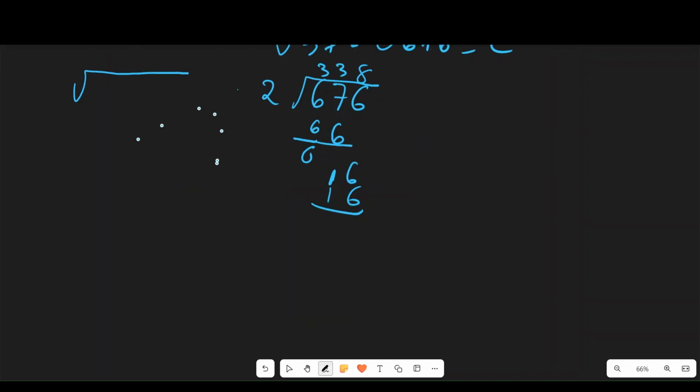Much better. So we know that 2 times 338 is equal to 776. So that's what we're going to write over here. So we got 2 times 338. So now we can do the same thing for 338.